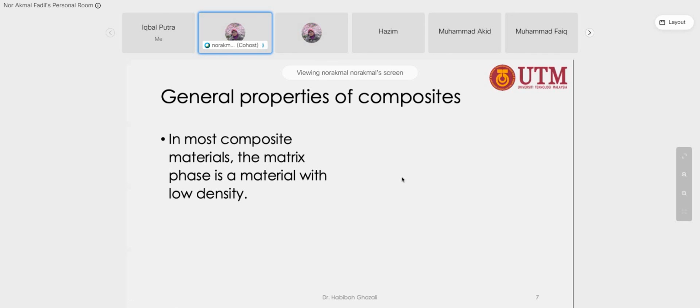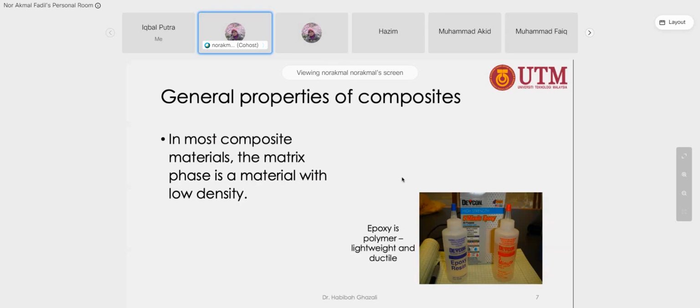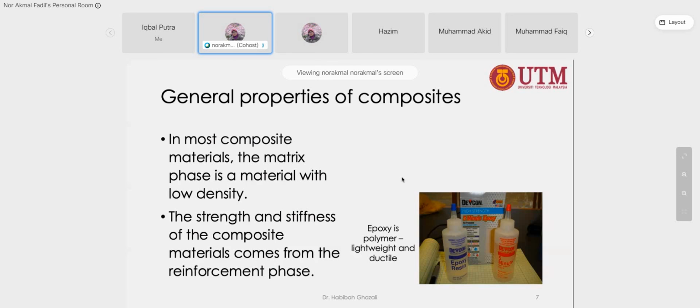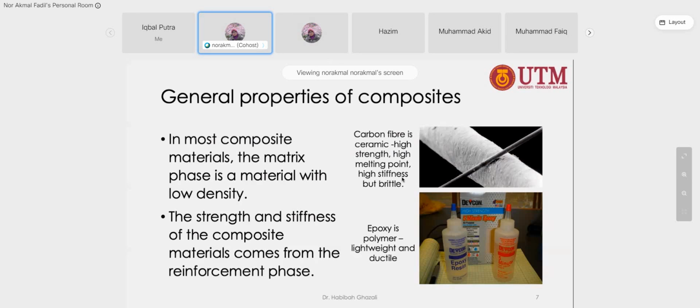In most composite materials, the matrix phase is a material with low density. For example, we choose aluminum because it is low density, and polymer is also low density. The strength and stiffness of the composite materials come from the reinforcement material, for example, the fiberglass. Carbon fiber is a ceramic with high strength and high melting point, but it is brittle as it is. So if we apply the carbon fiber as it is, we cannot utilize its high strength, because the brittleness is dominant.